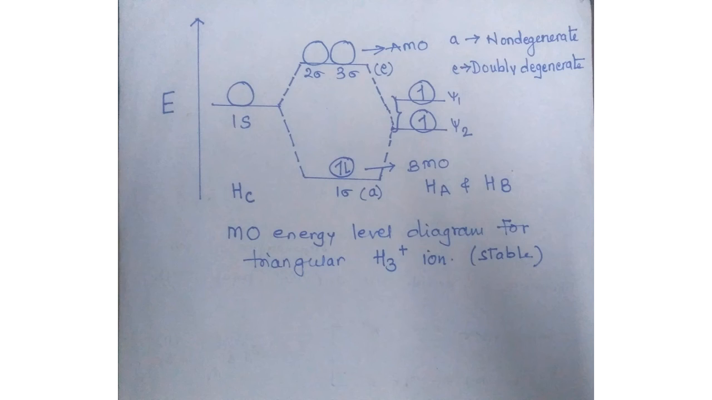Doubly degenerate, that is when two orbitals occupy the same energy level, it is said as E, and we are labeling 1 sigma as A. A stands for singly, that is it is the only single orbital present at this energy level. So we are labeling as A and E, that is for the single orbital and two orbitals on the top energy level. So this type of situation is stable because now almost all the energy levels are comparable. 1 sigma, that is bonding, 2 sigma and 3 sigma at the same energy level.